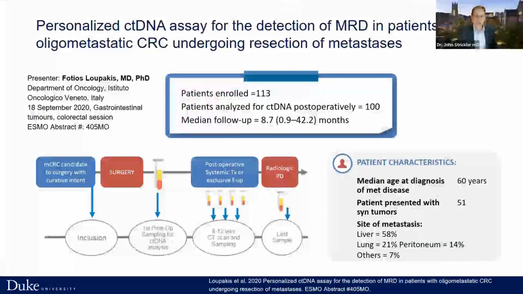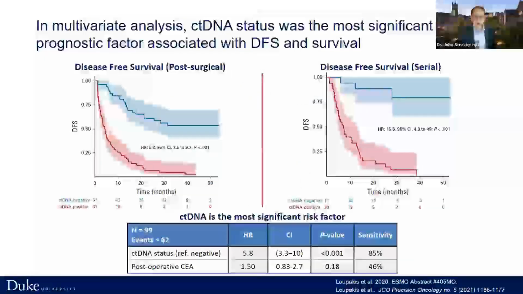Maybe if we're on the fence about what to do, it's really nice for pushing us one way or the other. This is data out of Italy, enrolled 113 patients, all of whom had stage 4 metastatic disease, all of whom went for surgery with curative intent. And then they drew blood at regular intervals after that surgery. And I know not everybody is familiar with looking at these disease-free survival curves, but the key thing to know is the best disease-free survival is up here, and the lowest disease-free survival is down here.